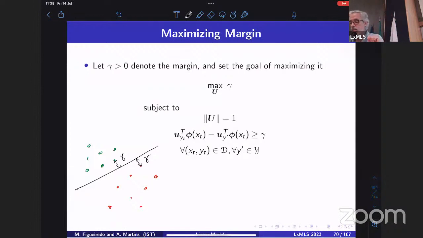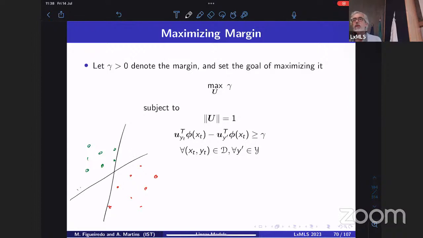Okay. So now the idea is, is this a good boundary? Yeah, it's okay. Is this, for example, a good boundary? Not so good, right? The margin is smaller. Is this a better boundary? Yeah, it is. The margin is bigger.